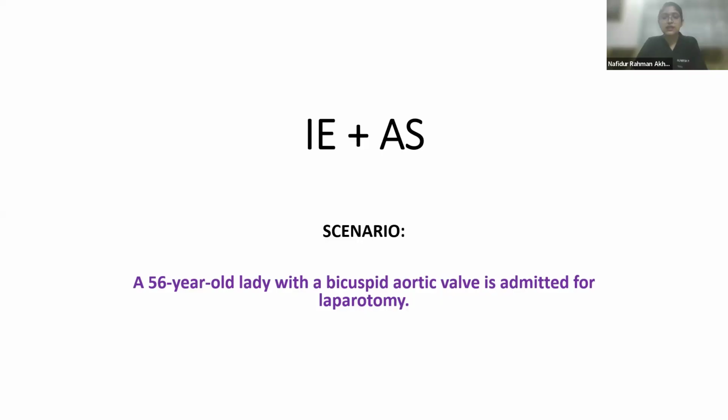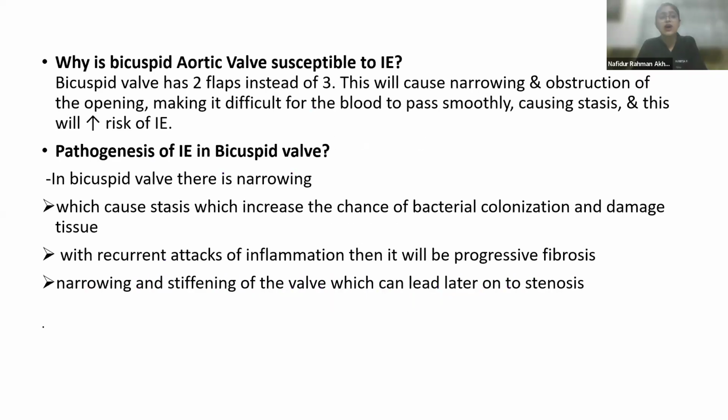So, infective endocarditis. Our first question was, why is bicuspid aortic valve susceptible to infective endocarditis? You have given the right answer, that as bicuspid has two flaps, there will be narrowing and obstruction of the opening, which will make it difficult for the blood to pass through it. That will cause stasis. And if there is stasis, there is more chance of bacterial growth, and that will increase the risk of infective endocarditis. Then pathogenesis.